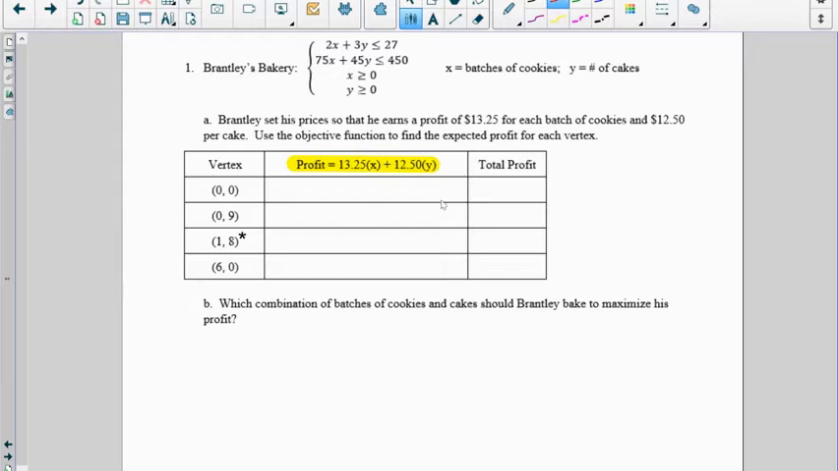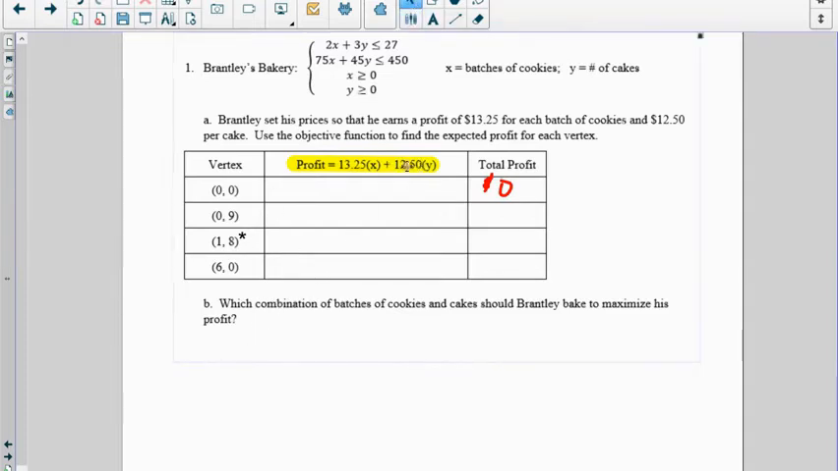So we're going to do that by showing our work in the table here. All right, so first off, let's use vertex (0, 0), which represents 0 batches of cookies and 0 cakes. Well, you might be already looking at this thinking, if he doesn't make any cookies, he doesn't make any cakes, he's going to make $0. You would be correct. But just to show our work and how we did that, I might type this so it looks a little better.